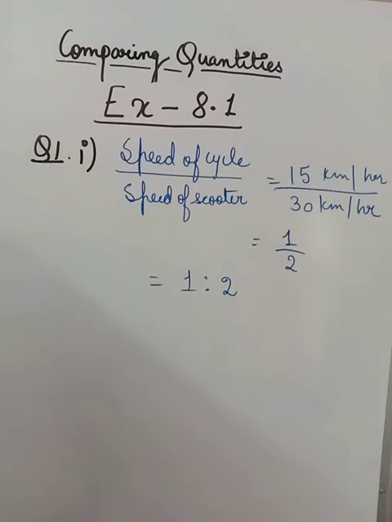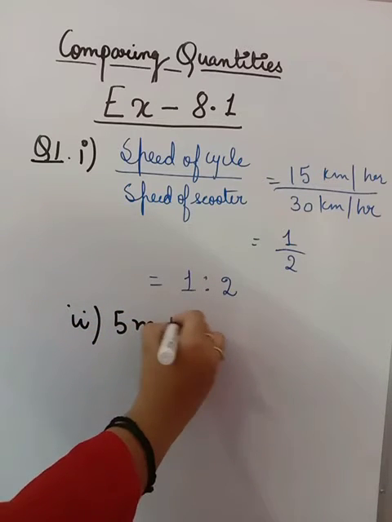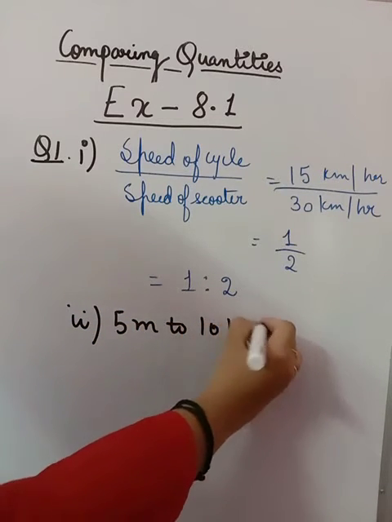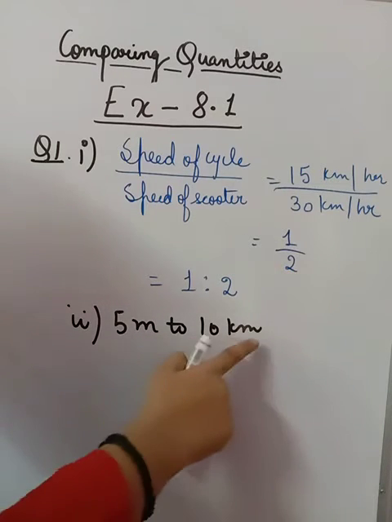If, for example, we are given quantities which are different in their measurements, that is one is given in seconds and the other is given in hours, so we have to make the unit same and after that we will divide them so as to get our ratio. For example, the second part of this is 5 meter to 10 kilometer. So now we can see that the unit of measurements in both the quantities are different. Here it is meter and here it is kilometer.